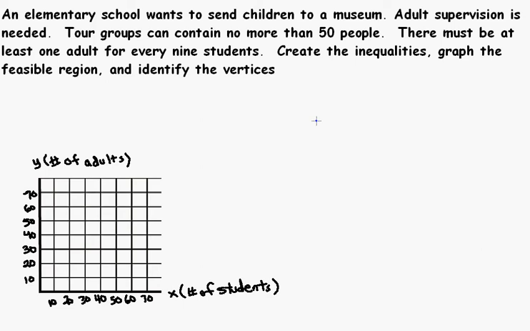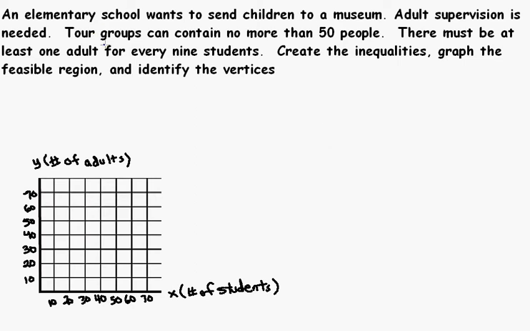Okay, in this problem, an elementary school wants to send children to a museum. Adult supervision is needed. Tour groups can contain no more than 50 people. There must be at least one adult for every 9 students. Create the inequalities, graph the feasible region, and identify the vertices.